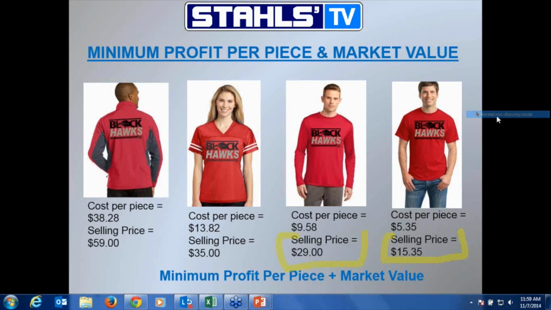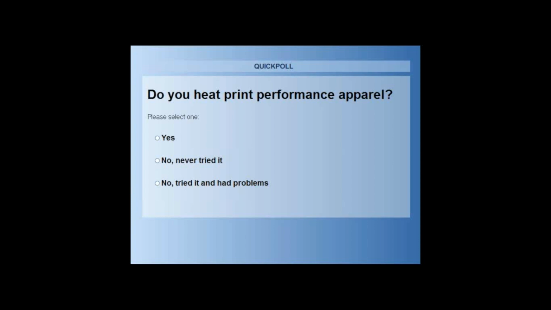By the way, I think it's interesting. Let me launch my last poll here, which is how many people are printing performance wear? Do you heat print performance apparel? I'm just curious. You can kind of stack up against those people you work with. If you come into Stahls TV sessions, we've been teaching how to print performance apparel, so perhaps you are. All right, 70% have voted. All right, I'll close it off.